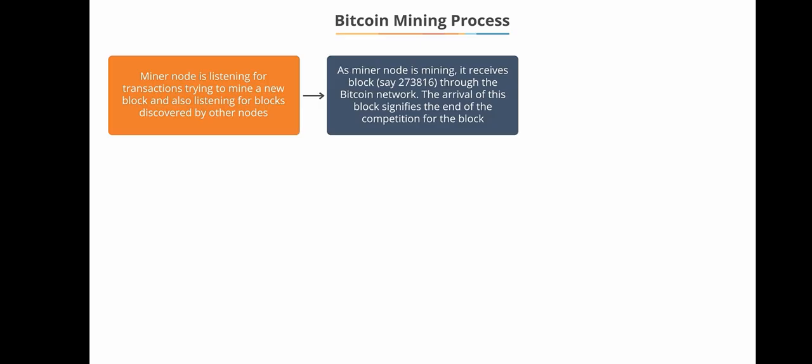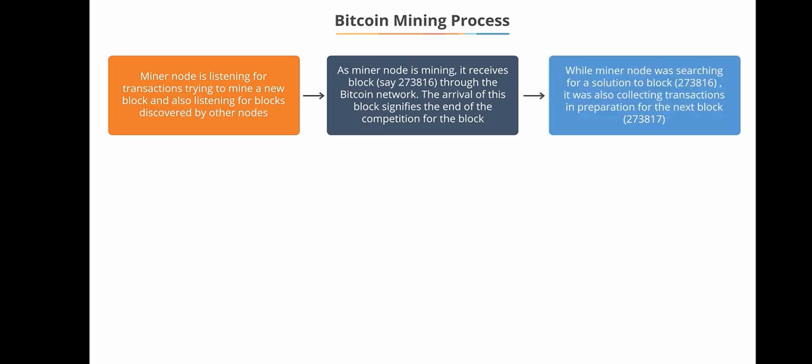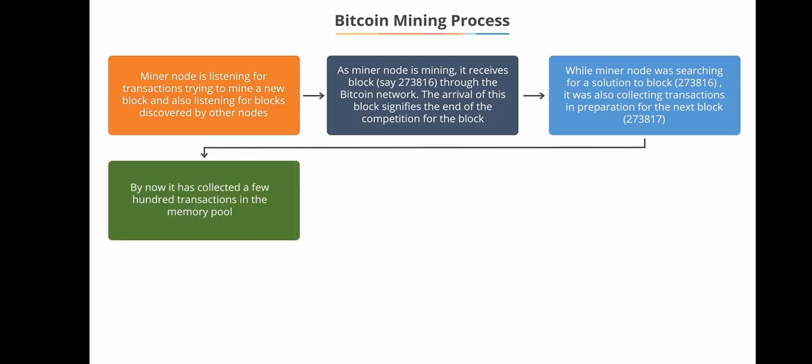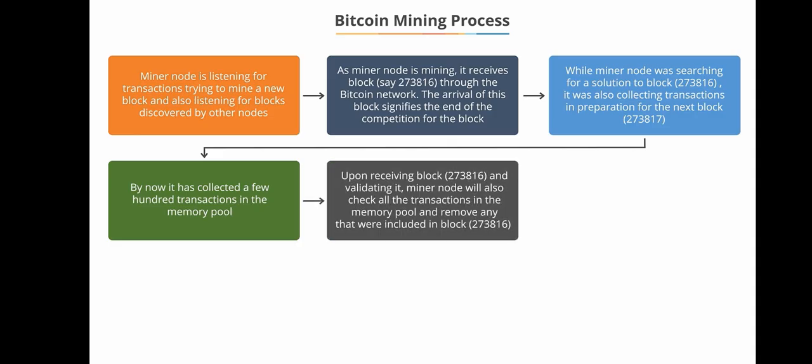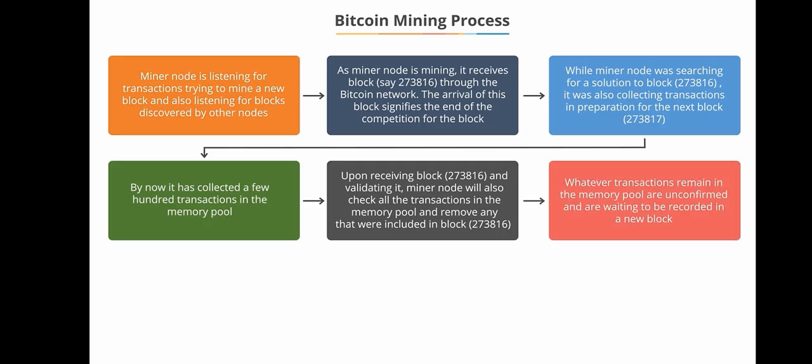The arrival of this block signifies the end of the competition for the block. While the miner node was searching for a solution for this block, it was also collecting transactions in preparation for the next block. By now, it has collected a few hundred transactions in the memory pool. Upon receiving block number 273816 and validating it, the miner node will also check all the transactions in the memory pool and remove any that were included in this block. Whatever transactions remain in the memory pool remain unconfirmed and awaiting to be recorded in a new block.